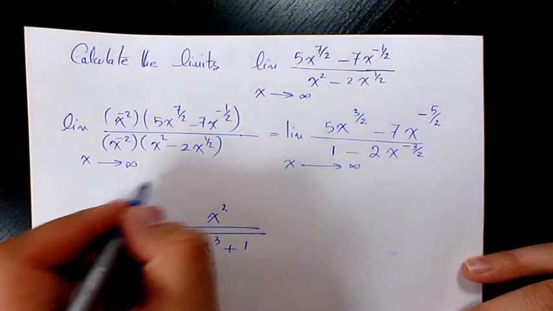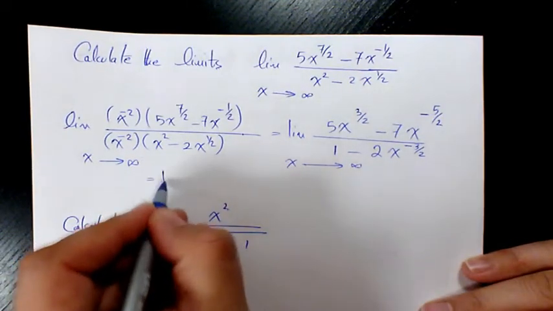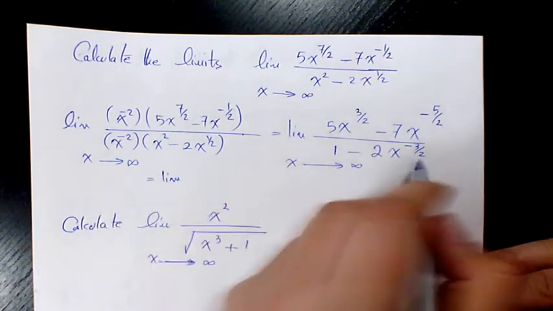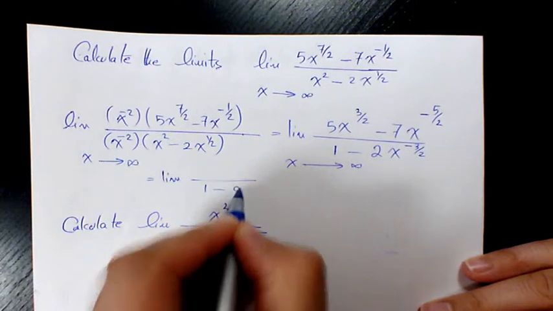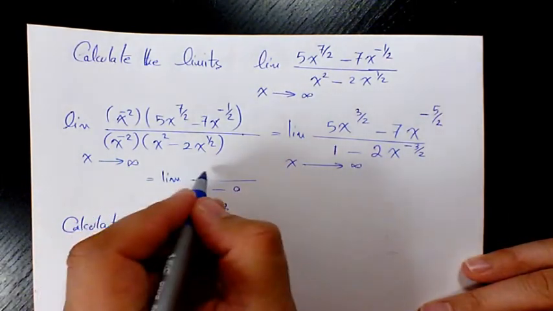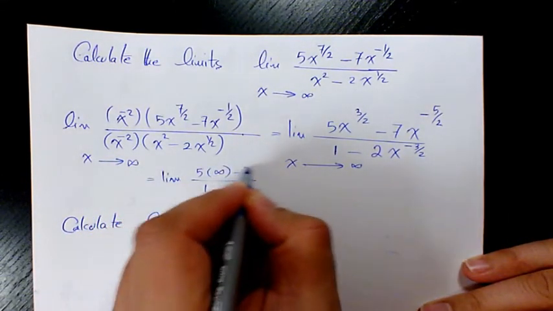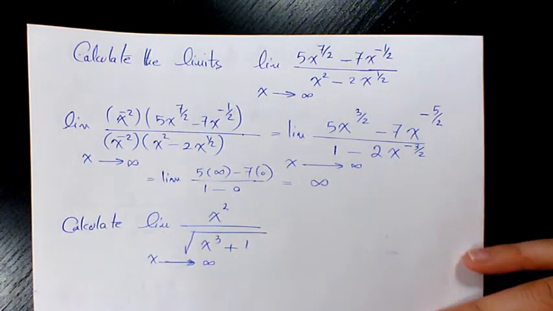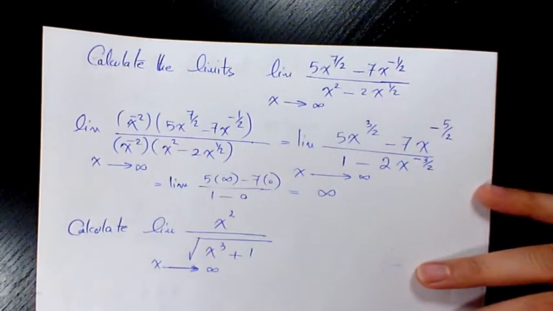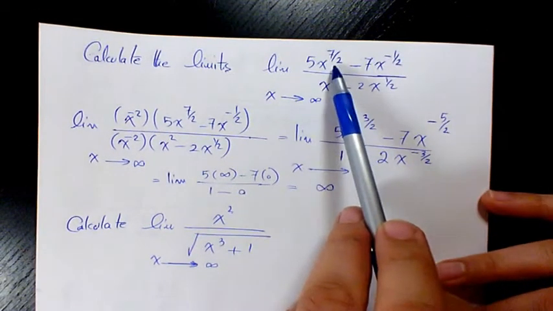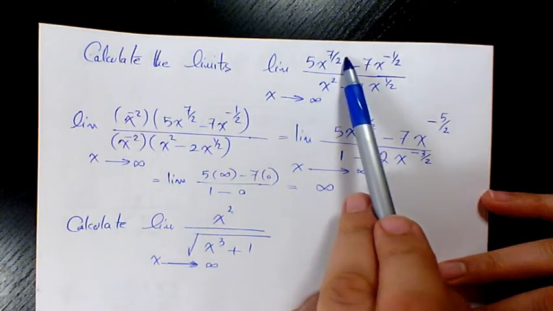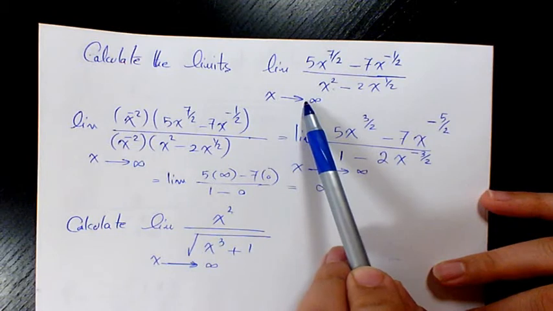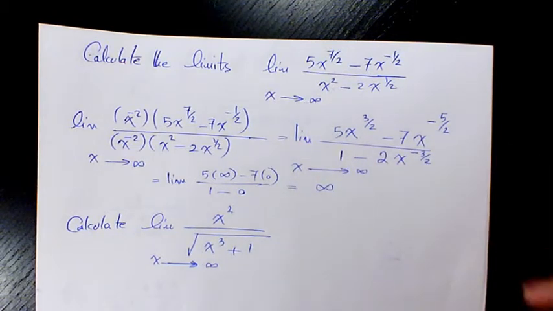which in this case is going to be limit of denominator is going to be 1 minus 0 and numerator is going to be 5 times infinity minus 7 times 0, which is going to be infinity. And we can say that since the largest exponent on the numerator is greater than the largest exponent on the denominator, when x approaching to positive infinity, the whole limit is going to be positive infinity.